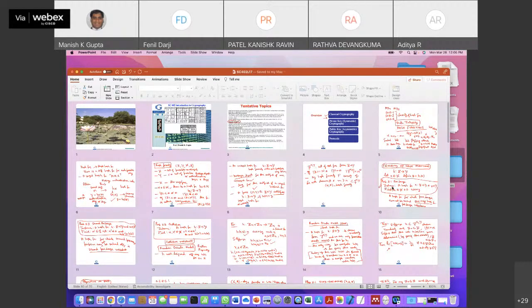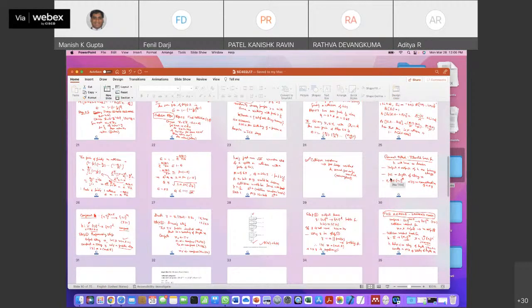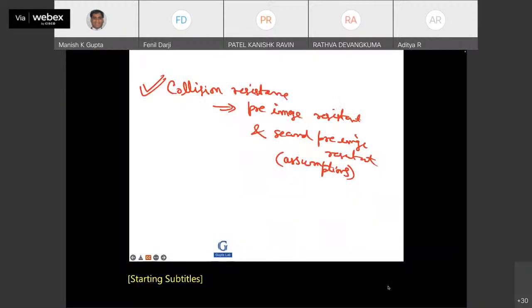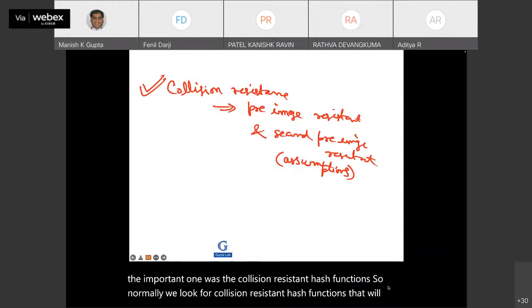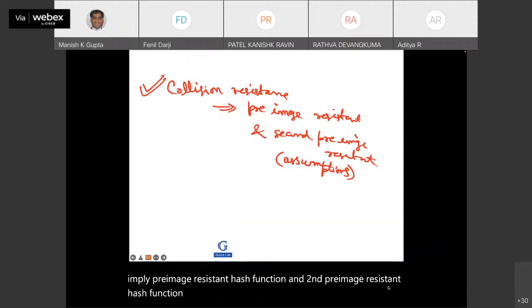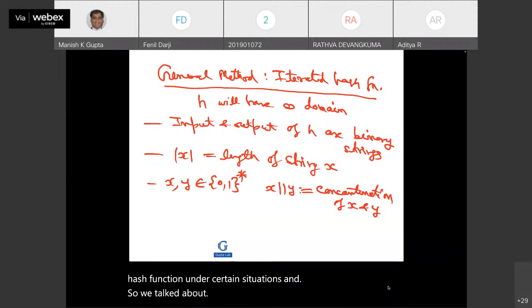Yes, sir. Thank you. So we were looking at hash functions, and we finished the probabilistic stuff. And I gave you a general method for the construction of iterated hash functions. In the last class, I also mentioned that there were three kinds of problems that we were looking at. The important one was collision resistant hash functions. Normally we look for collision resistant hash functions, which will imply pre-image resistant and second pre-image resistant hash functions under certain assumptions. And so we talked about this iterated hash function general method.